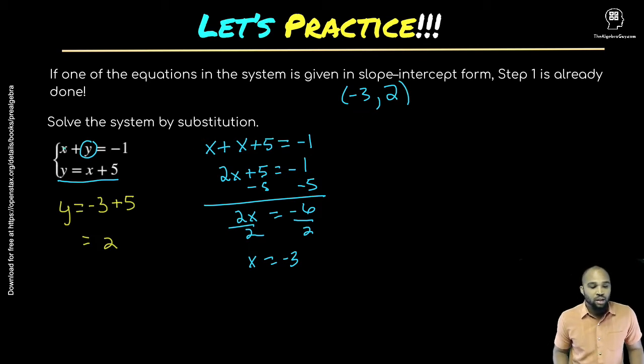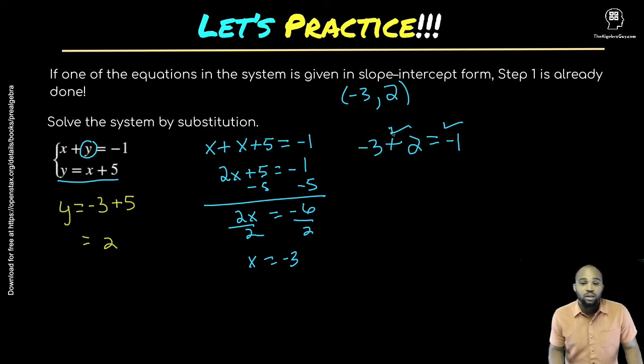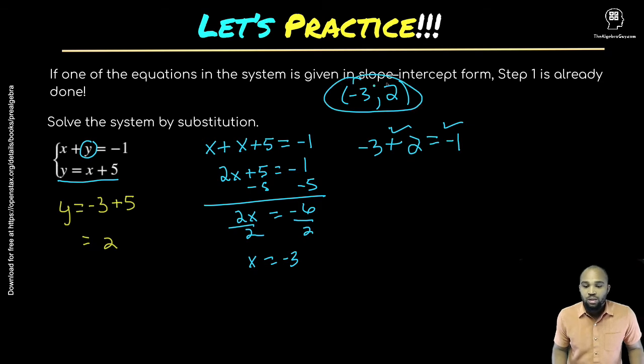Now I could check it again. It's (-3, 2), and that should work for this top equation as well. Let's see. So in place of x, I'm going to put -3, and that's plus y. My y value is 2, equals -1. Is this true? So yes, these are both equal. So now I know for sure that this is the solution to this system. Now I've done that by substitution.